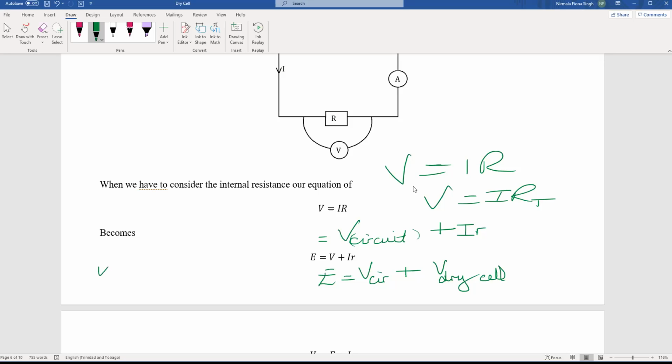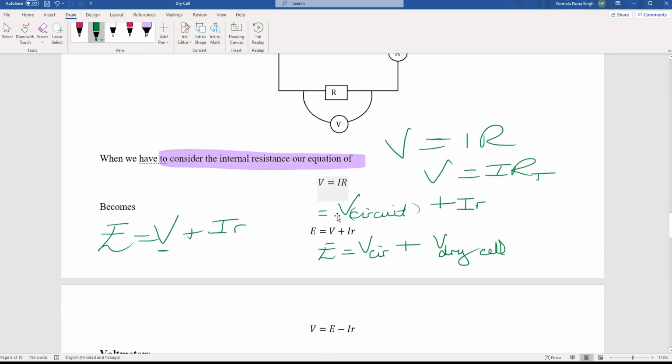And how do you work this out? Remember, V is equal to IR. So you're going to get the V of your circuit plus the V of your dry cell, which is the current produced by your battery, my apologies, and r being your internal resistance. So this is what our equation now becomes when we have to consider internal resistance: E is equal to V, the V that we use in the circuit, plus I times r. Please note we only use this equation when we take internal resistance into consideration.